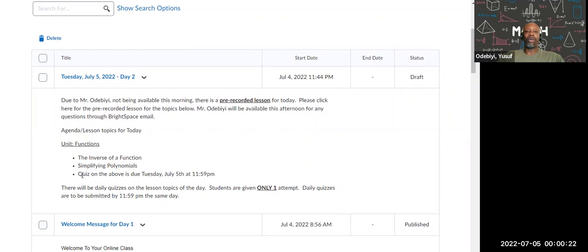And then there'll also be a quiz on the above, just like yesterday, that will be due Tuesday before 11:59 p.m. And for all the quizzes, you only get one attempt. Just like yesterday, it was 3 questions. If you get all 3 questions right, you get 100%. If you get 1 question wrong, you get 67%. That's why it's very important to do the worksheets that I will be posting.